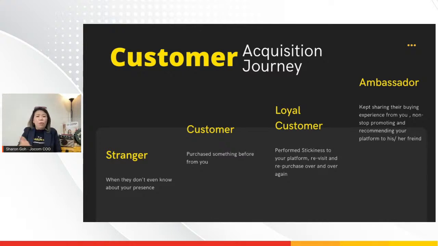So what's next? Once they become your customer, you can't just stop attending to them. You need to go to the second stage, which is converting them from a customer to a loyal customer. What do you need to do here? You need to build stickiness in your customers so that when they want to buy, for example, cookies, I'll go to JOCOM. If I want to buy bread, I'll go to JOCOM. I want to buy 100 plus, I'll go to JOCOM. I want to buy a Cutie Compact, I'll go to JOCOM.